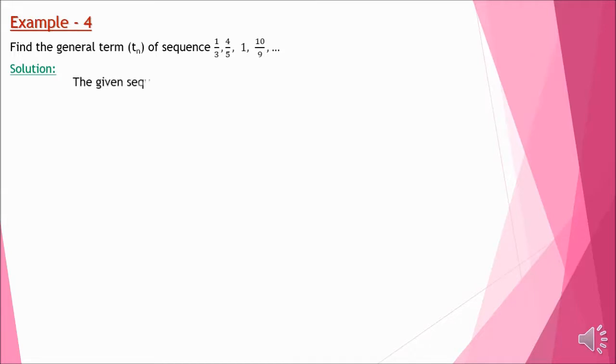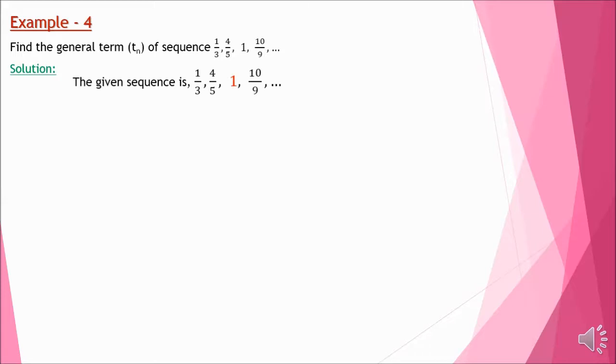Example 4. This is our given sequence, and now let's see the solution. The given sequence is in the fraction form. We haven't done this type of question right now. It's in the fraction form. Now before we move further, let me tell you one thing.